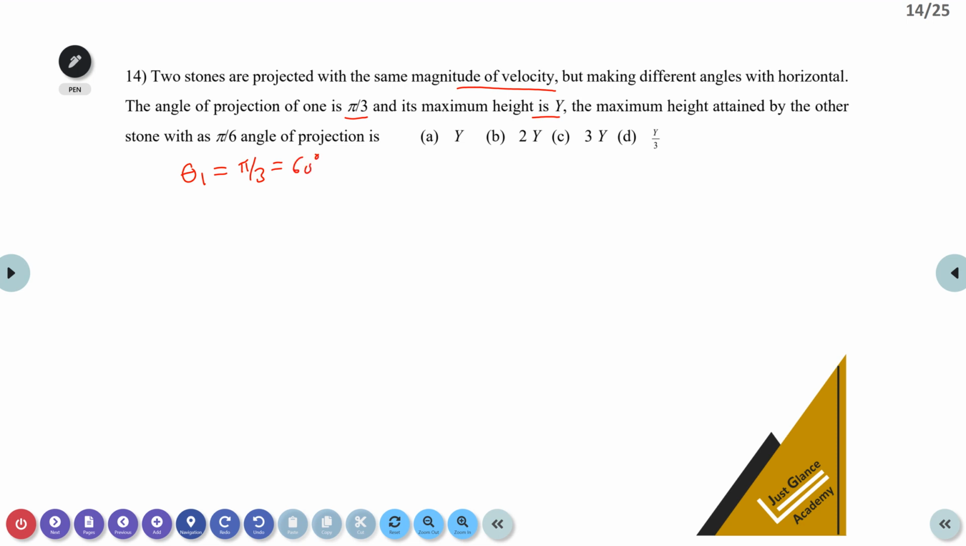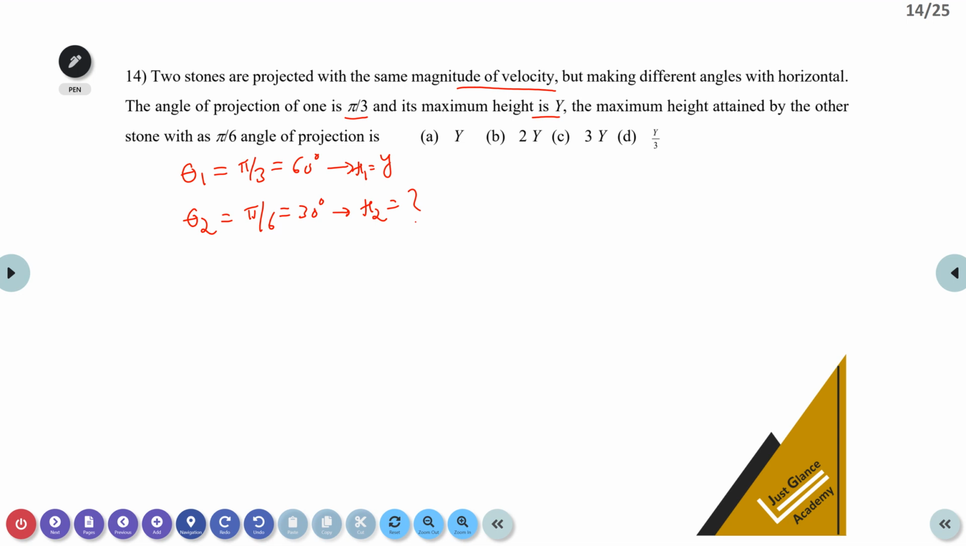What is the height here? This height is Y. H1 equal to Y. Okay, fine. This is next. The maximum height attained by the other stone with pi by 6, theta 2 equal to pi by 6, nothing but 30 degree. At this time H2 equal to what? He is asking what is the relation between H1 and H2.